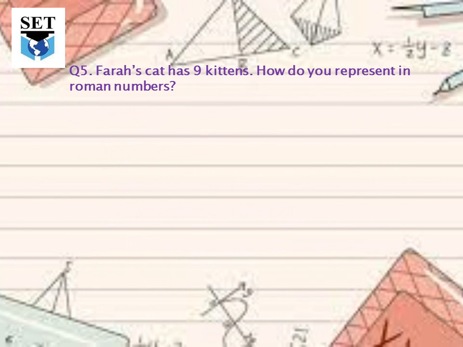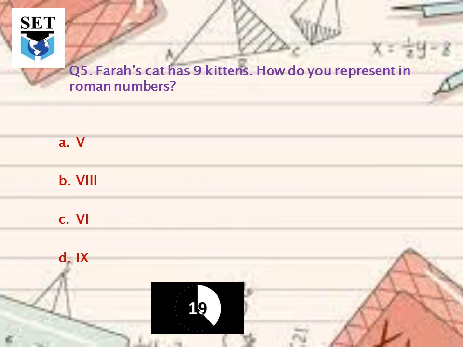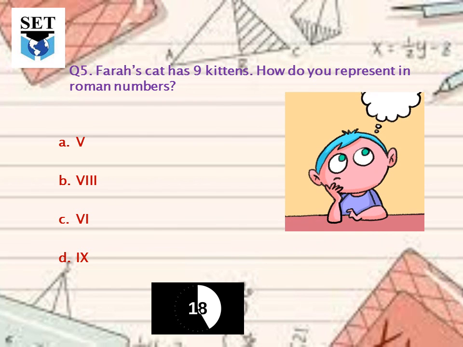Okay, this is the last question. Question 5 is, Farah's cat has 9 kittens. How do you represent that in Roman numerals? V, VIII, VI, IX. Yes, I think you can do it. Very nice. The correct answer is IX.